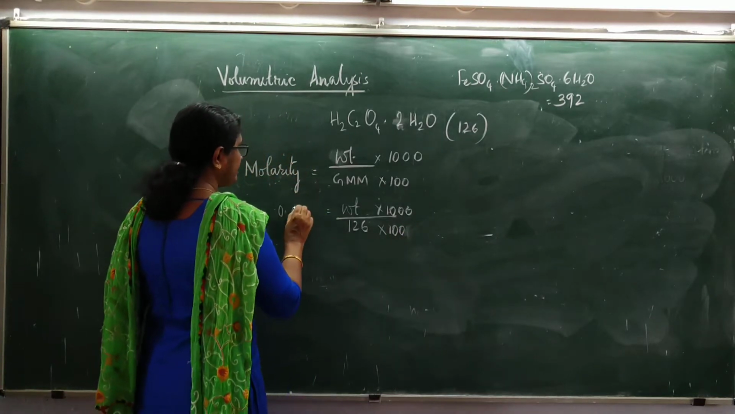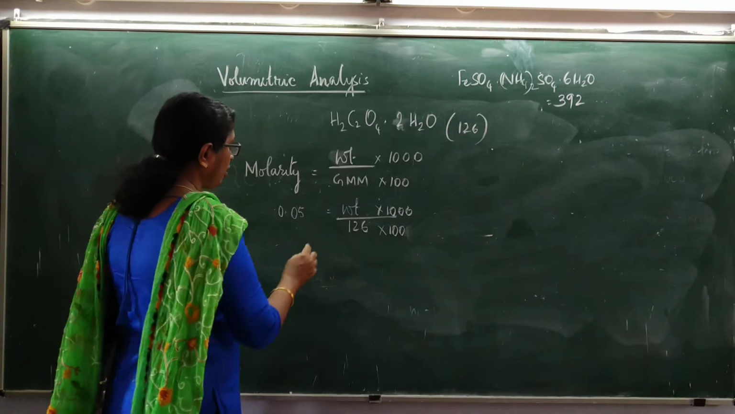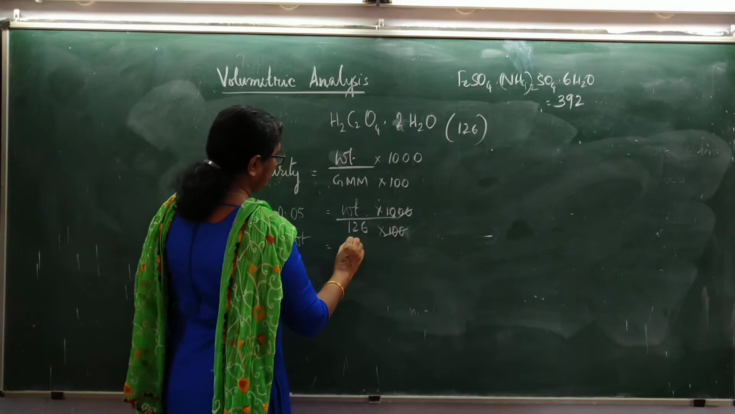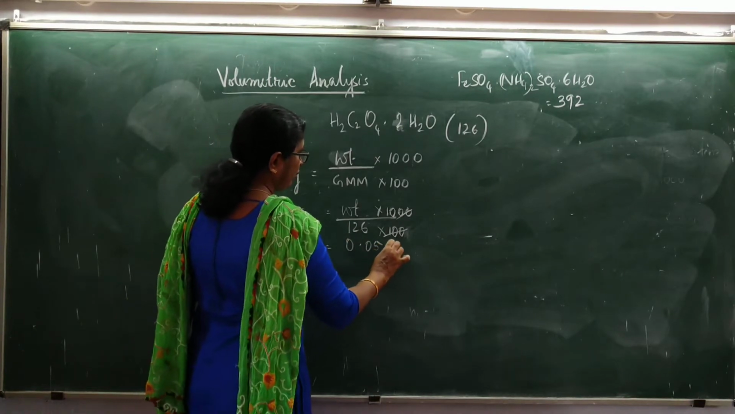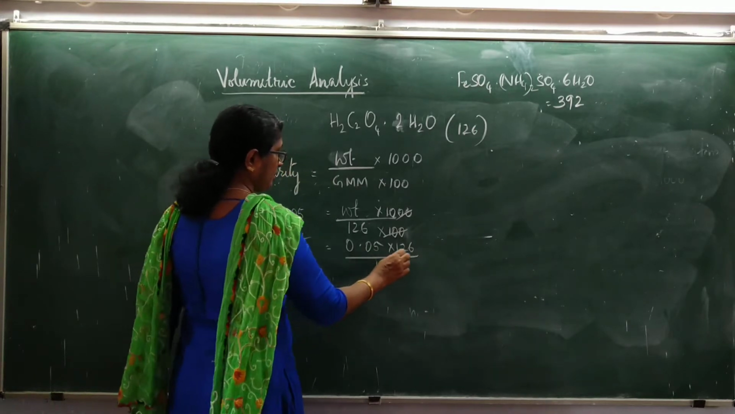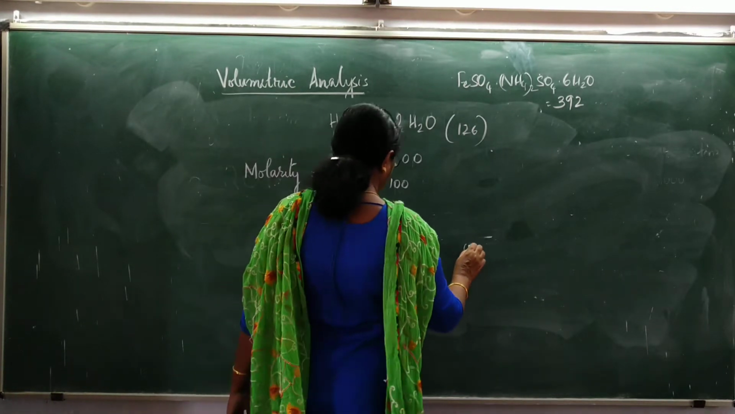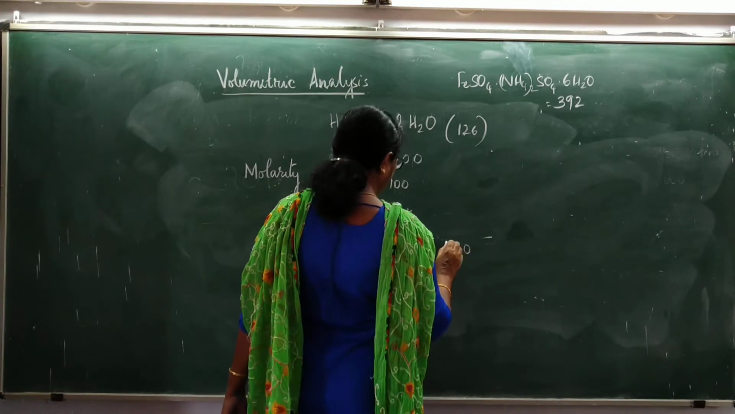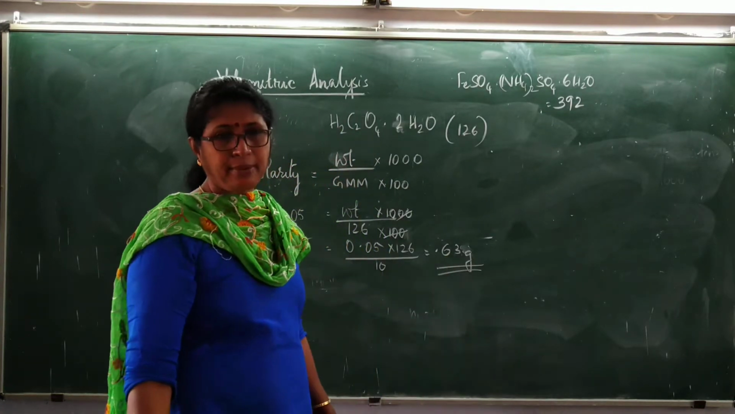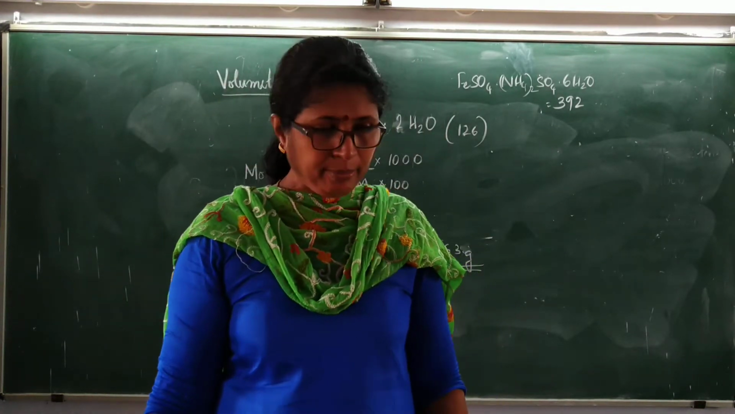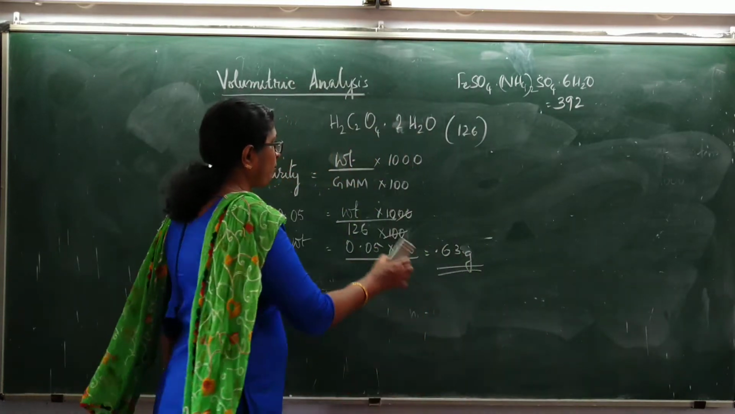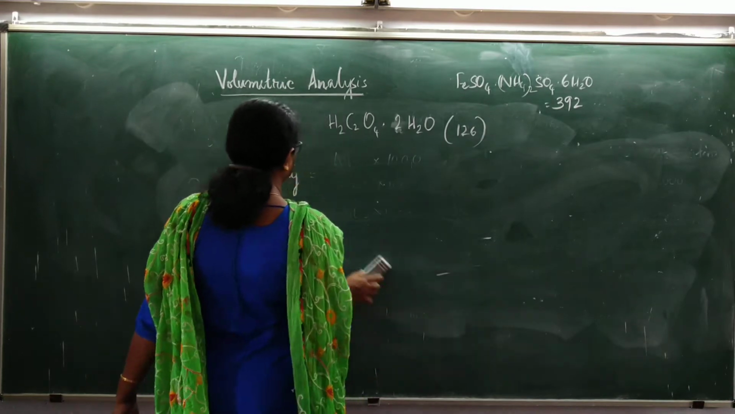And what is the molarity? Molarity is 0.05 molar. So what is the weight? Weight is equal to 0.05 into 126 divided by 10. That is equal to 0.63 gram. So you have to take 0.63 gram, dissolve it in water and make 100 ml in a 100 ml standard flask. You will get a 0.05 molar oxalic acid solution.